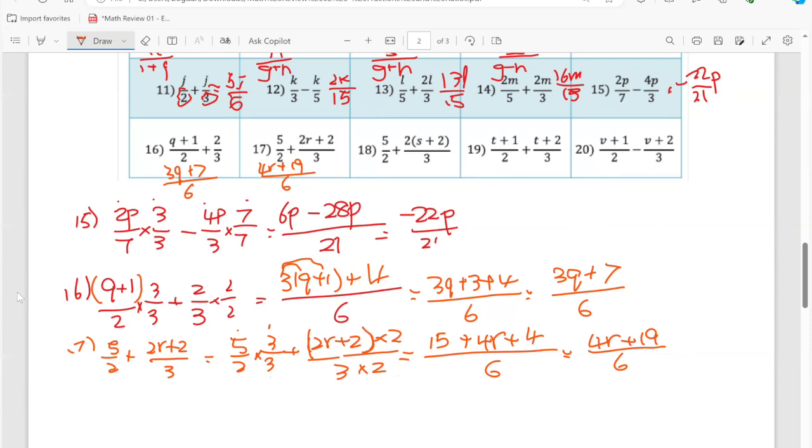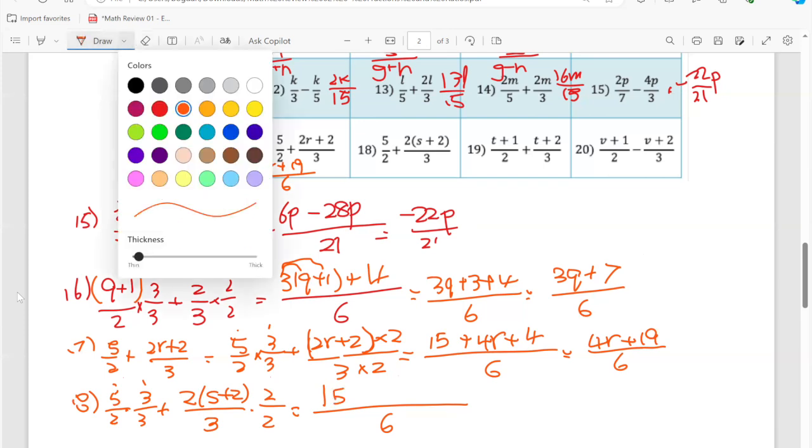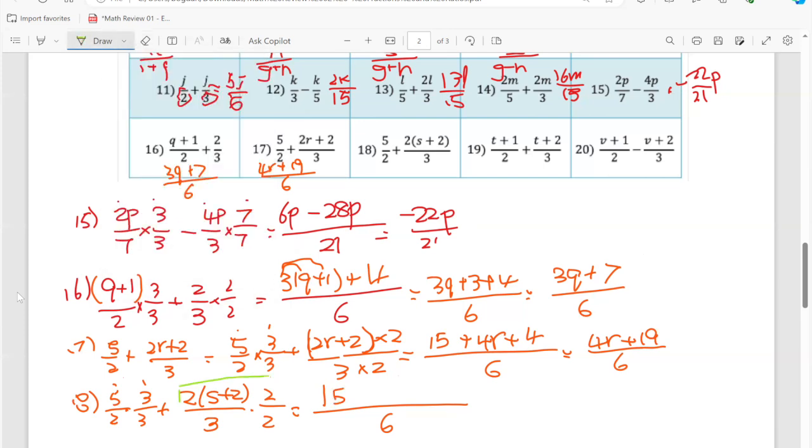And then number 18, we're going to do 5 over 2, 3 plus 2 times s plus 2 over 3 times, I have to multiply 2 on the top, 2 on the bottom, equals the same. 2 times 3 is 6. 5 times 3 is 15, okay? And then we're going to multiply the 2. This whole part has to be multiplied.